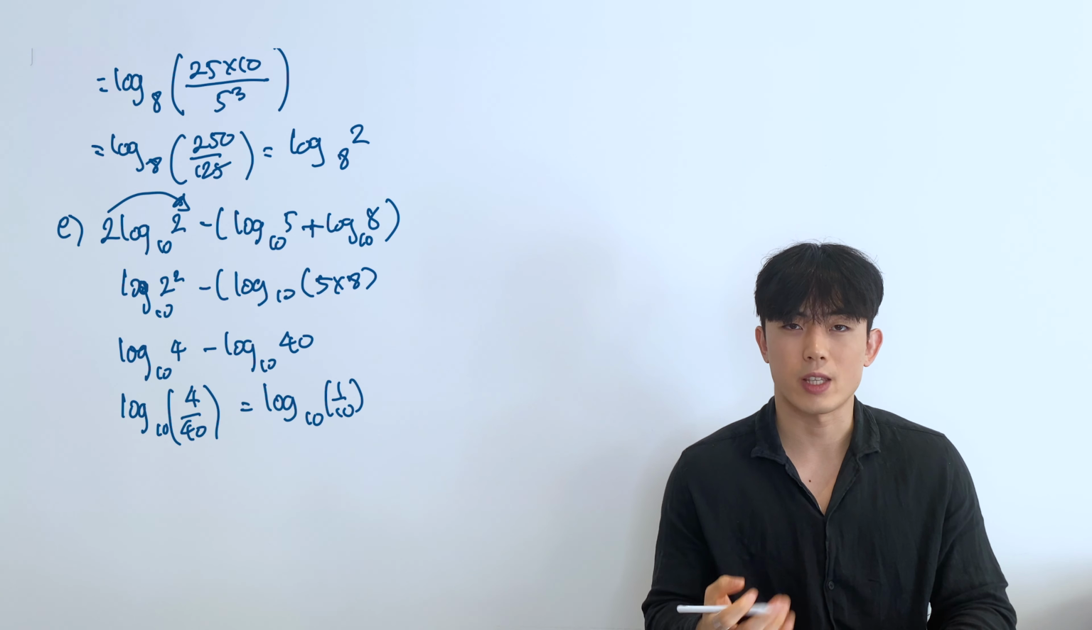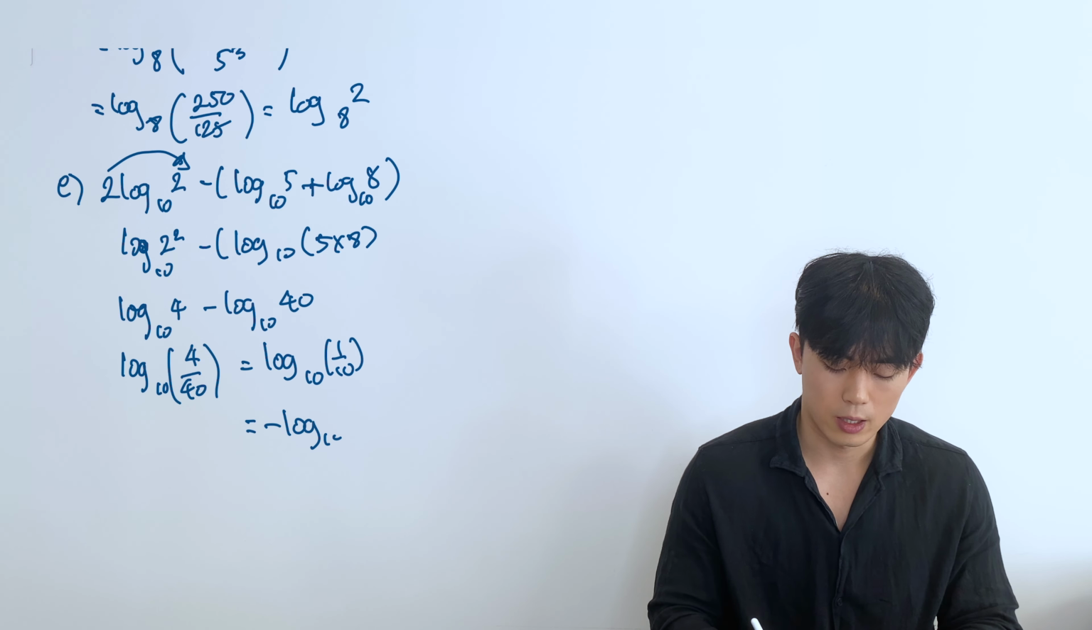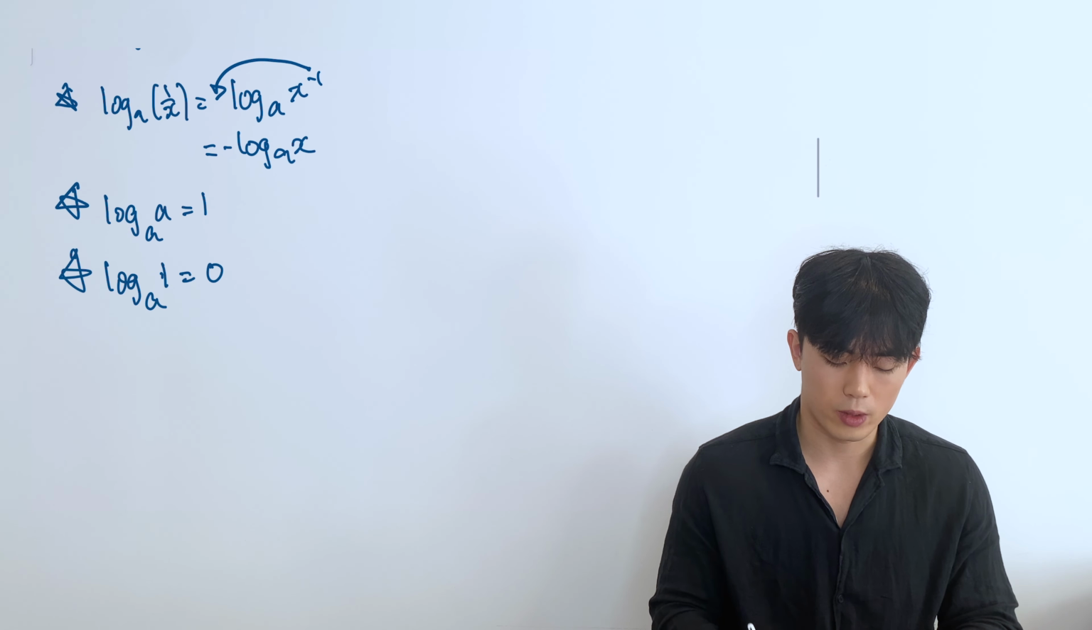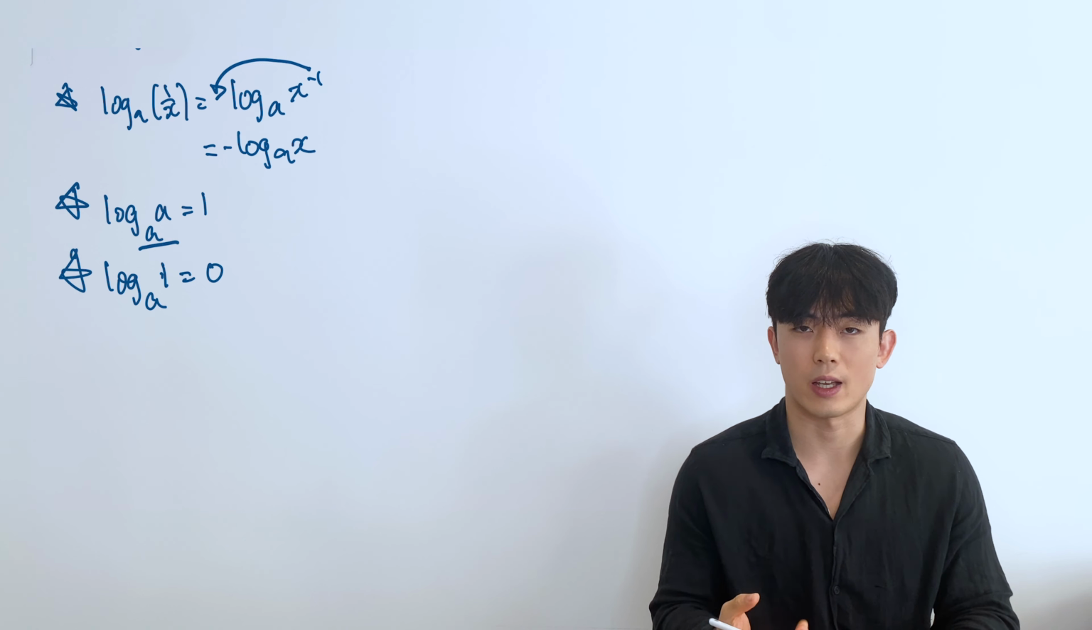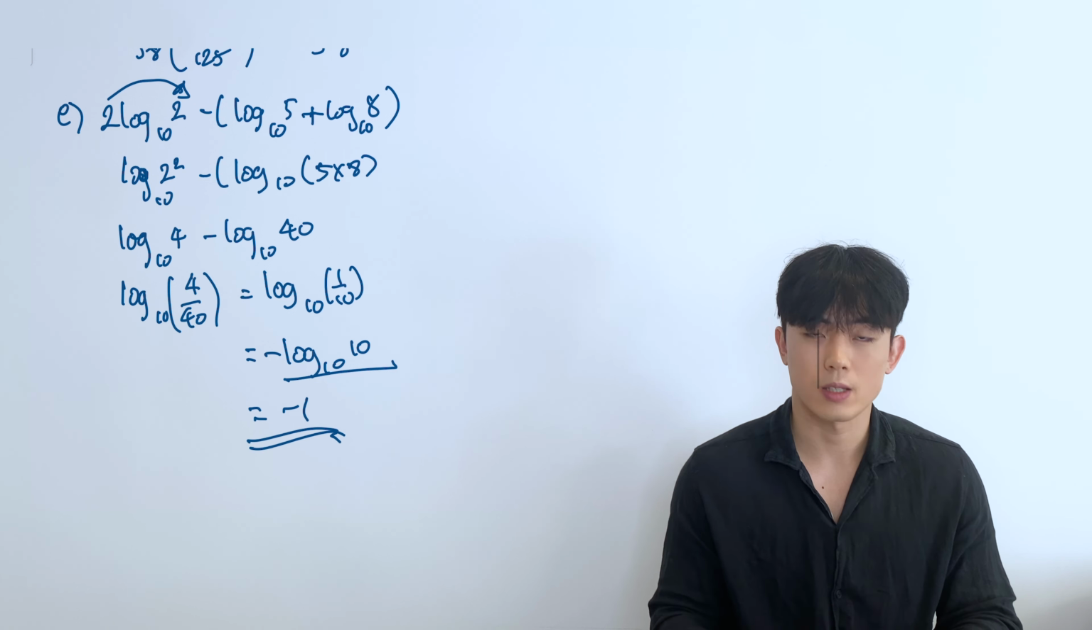Now remember from one of the tips we said earlier, right? If it's a 1 over, I can rewrite this as minus log 10 base 10. And log 10 base 10, if you look back up here, log a base a, anything like that, is always equivalent to 1. So I can say this is equal to -1 like this. Okay.